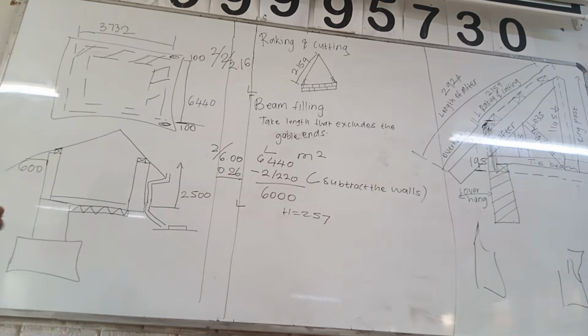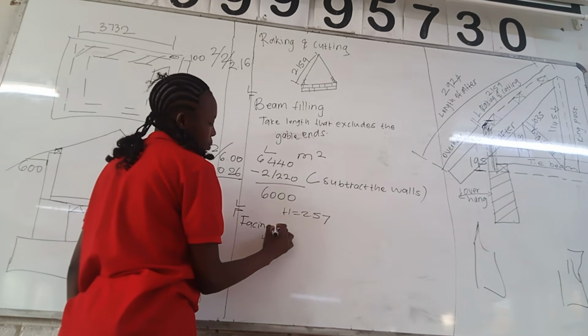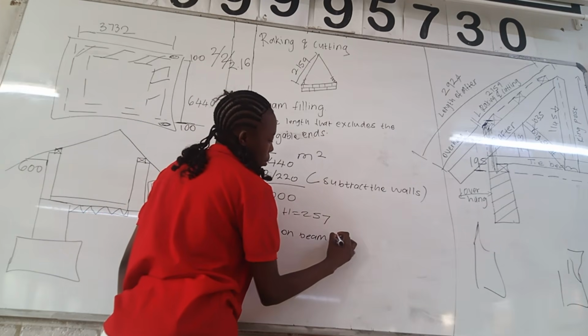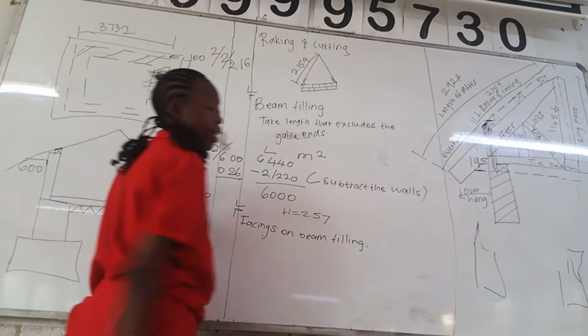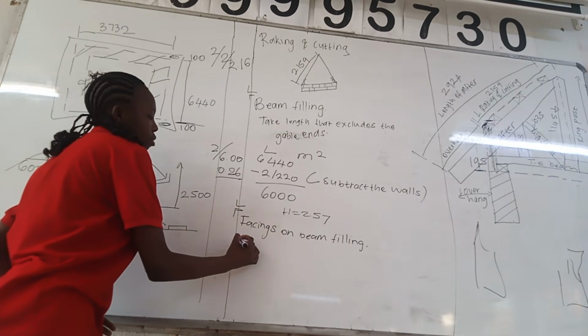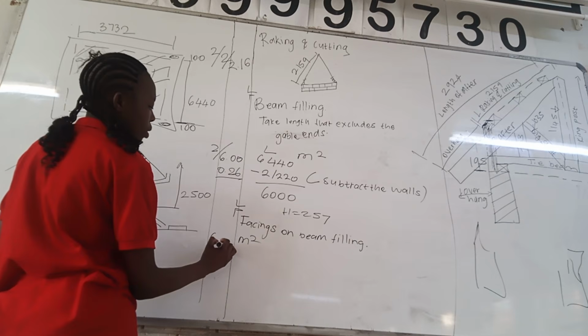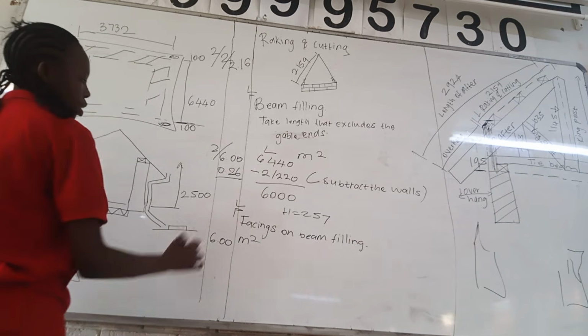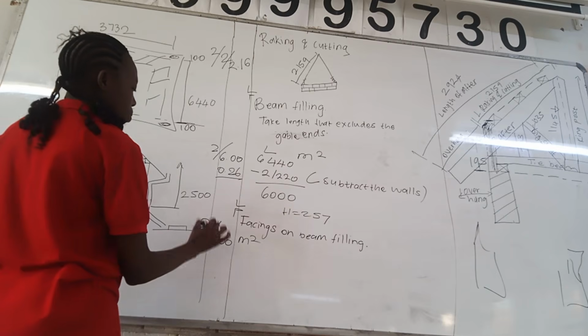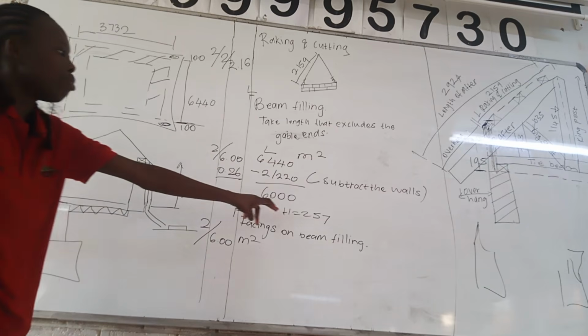Are we done with the beam filling? What comes after beam filling? Facings on the beam filling. Remember that facings is the part that we're able to see. So facings on the beam filling is in square meters, right? The length of the beam filling remains the same, 6,000. What is going to change is the height. The multiplication by 2 doesn't change. So the height will not be 257.